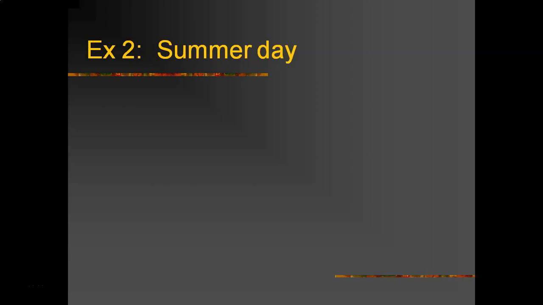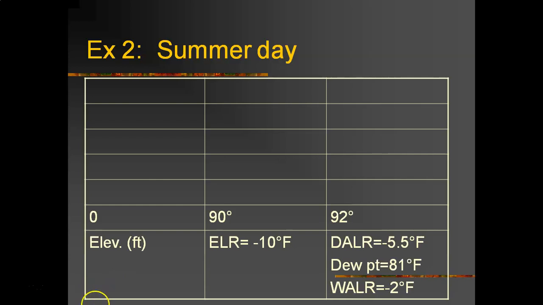Let's have a steamy, hot summer day in South Louisiana. Now we're going to go much higher up in the troposphere because we are going to have convection. We've got the same three columns. We're going to go up in 1,000-foot increments. Now it's summertime, and the surface of the ground in South Louisiana is pretty hot, so we're going to say it's 90 degrees at the Earth's surface.